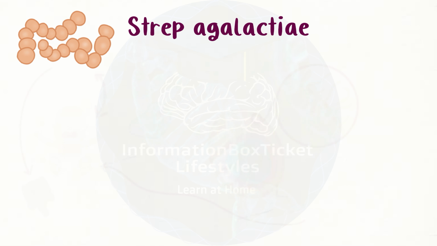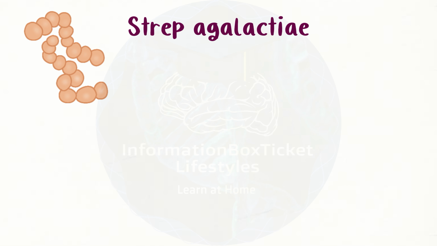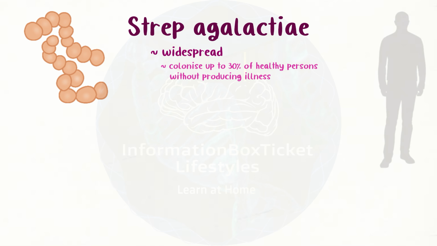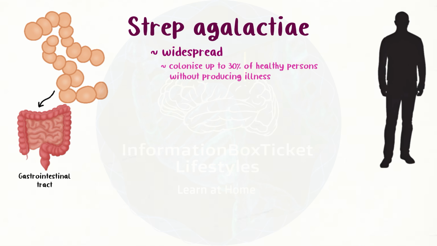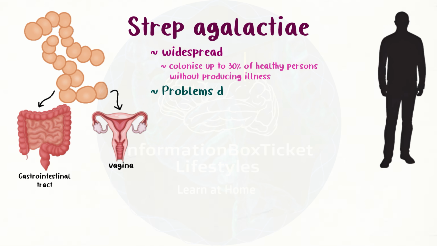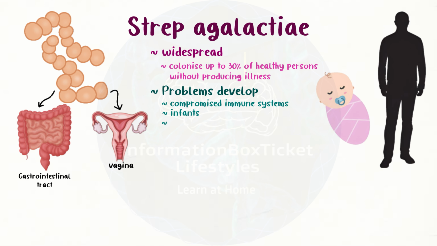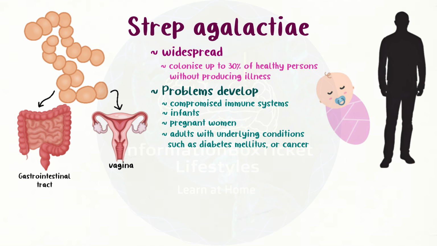which means it eliminates red blood cells. Surprisingly, Strep agalactiae is so widespread that it may colonize up to 30% of healthy persons without producing illness. They mostly colonize the gastrointestinal system and vagina. Problems develop in those with compromised immune systems, such as infants, pregnant women, and adults with underlying conditions such as diabetes mellitus, cancer, or a previous infection such as HIV.